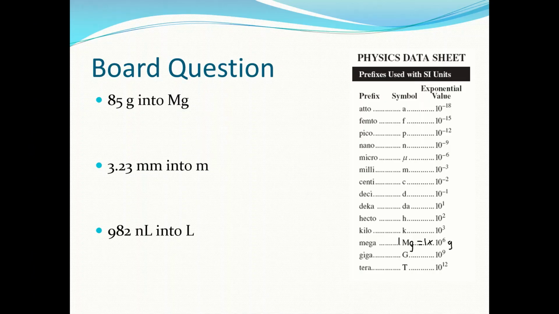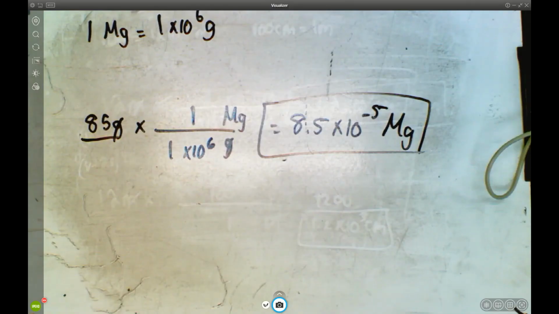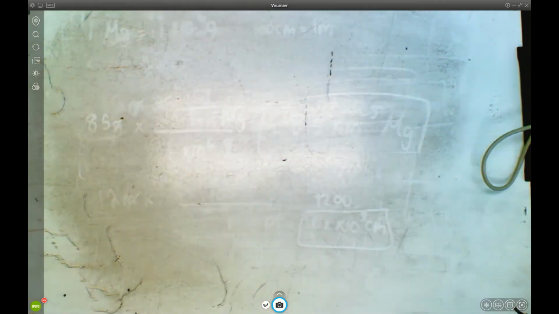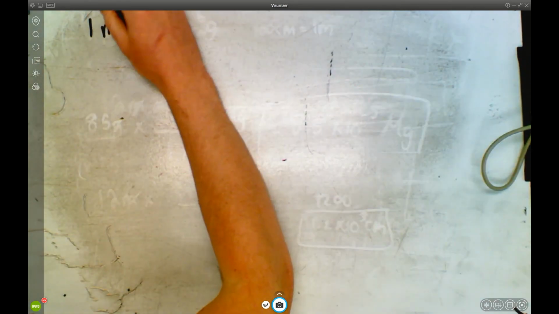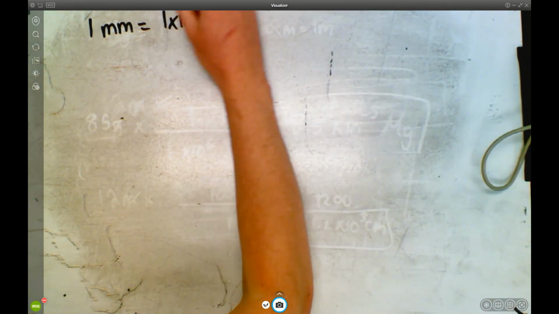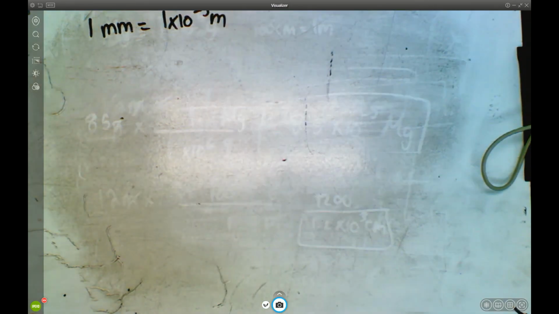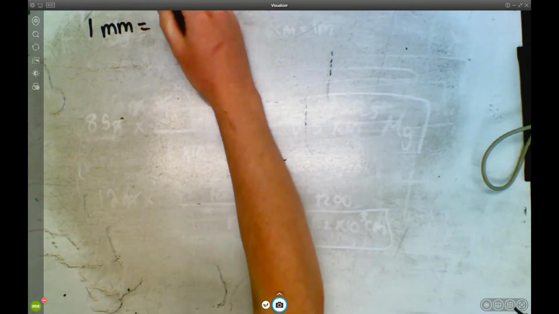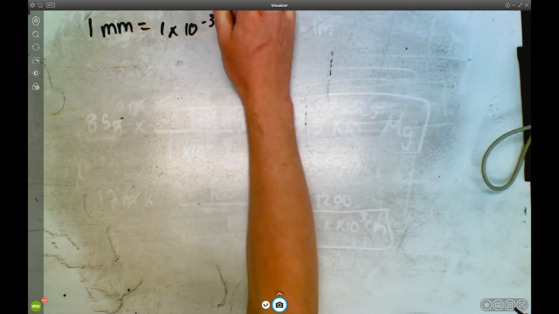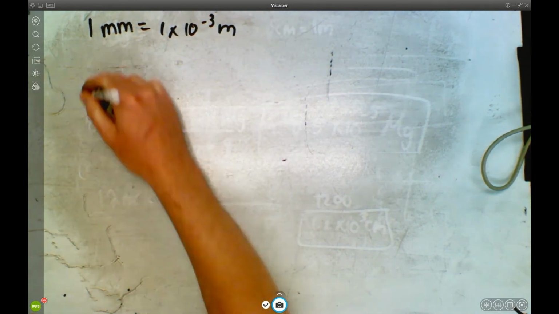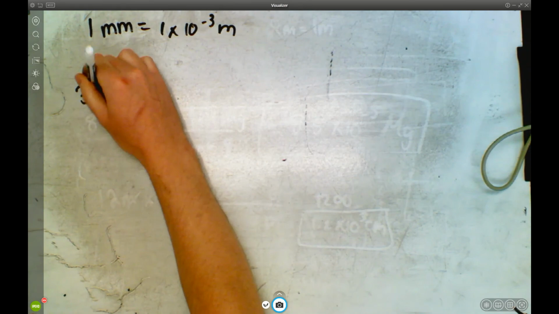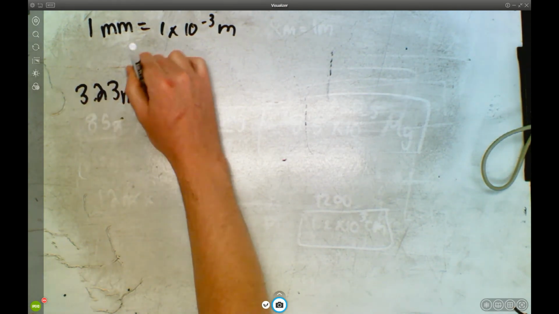So for the next one, millimeters into meters. So 1 millimeter equals 1 times 10 to the negative 3 meters. So that's what I'm going to start out with, my conversion factor. 1 millimeter equals 1 times 10 to the negative 3 meters. Oh, sorry, going off screen there. 1 times 10 to the negative 3 meters. There we go. In the question, we were given 3.23 millimeters.